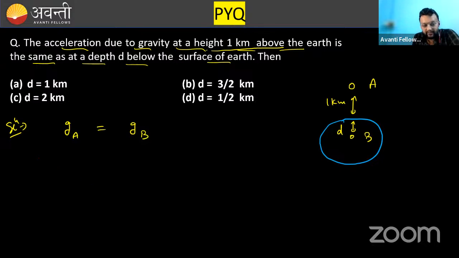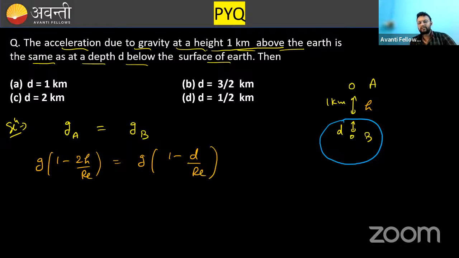What is the relation that we have derived? At a height, we know that g' is equal to g(1 - 2h/Re), which is g(1 - d/Re), where this is h and this is d. You remember this relation, only the difference is in these two terms.